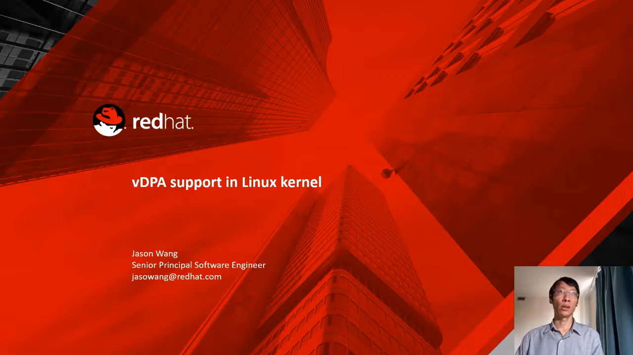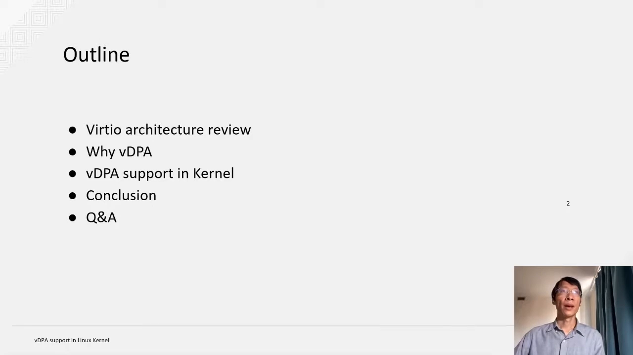Today I will give a talk about how VDPA is supported in the Linux kernel. Here is the outline. We will first go through the virtio architecture, and then we will introduce a new type of device called the VDPA device. After that, we will discuss the design and implementation of the VDPA framework in the Linux kernel. And we will conclude the presentation, and there will be a Q&A session.